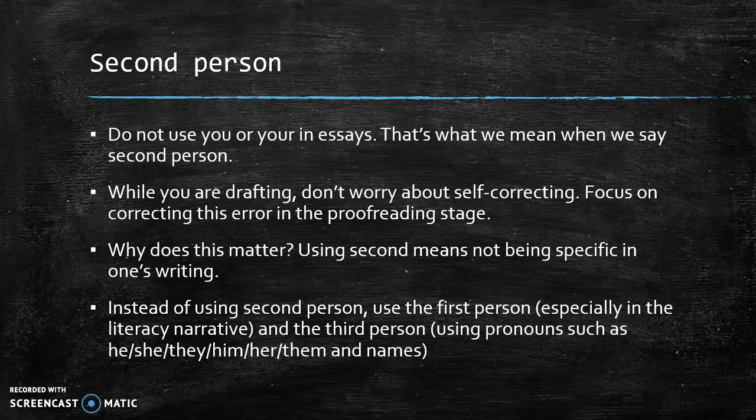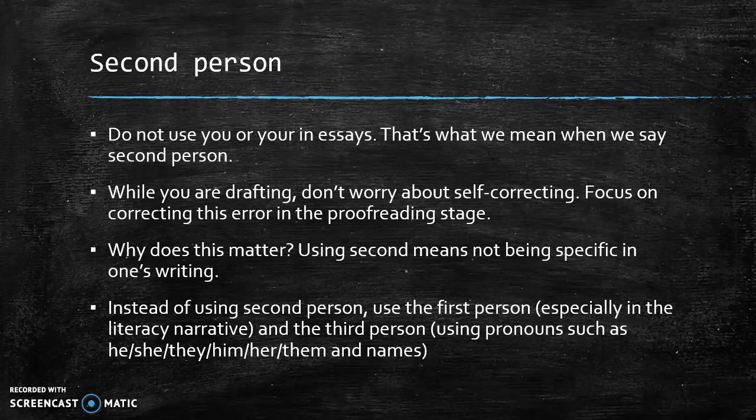But here's the important thing, and I'm going to say this over and over again, because I want this to be a point of emphasis. As you are drafting your papers, as we talked about with the Anne Lamott essay, don't worry about self-correcting as you are drafting. If you are doing a first draft correctly, then nobody else is seeing it. You need to focus on correcting this error and all of your errors in the proofreading stage. So have as much second person as you want in the first draft, because I'm not going to see it.